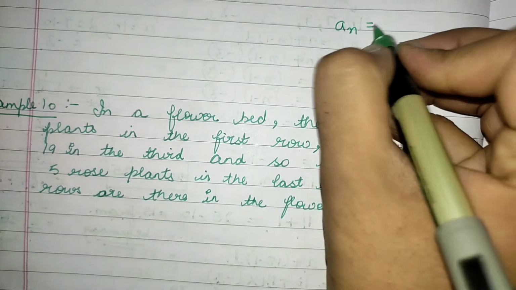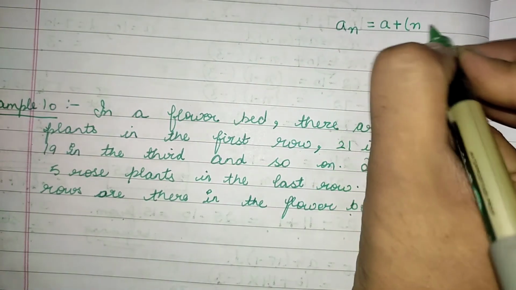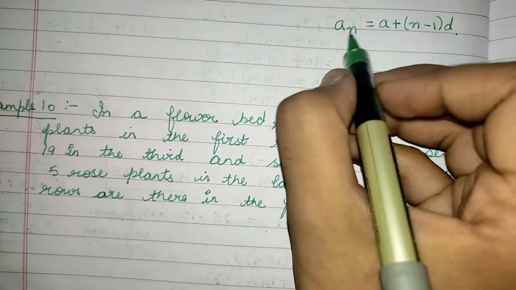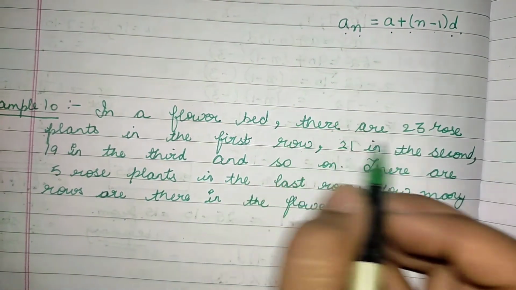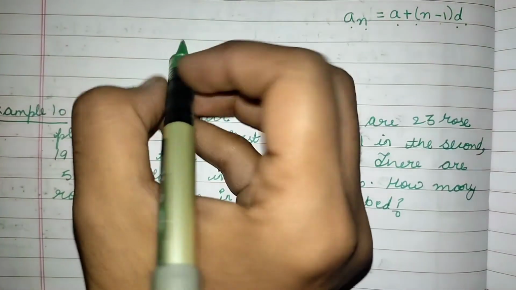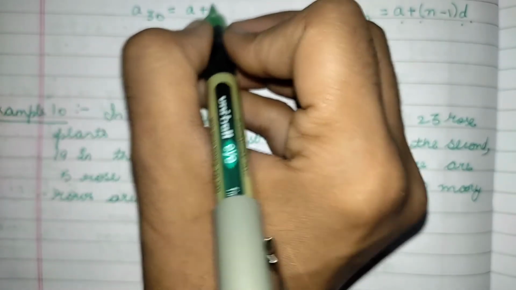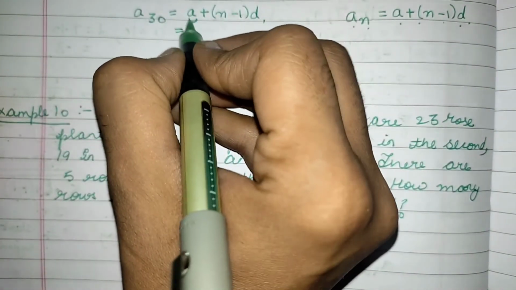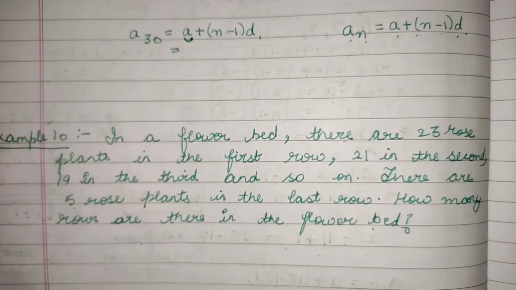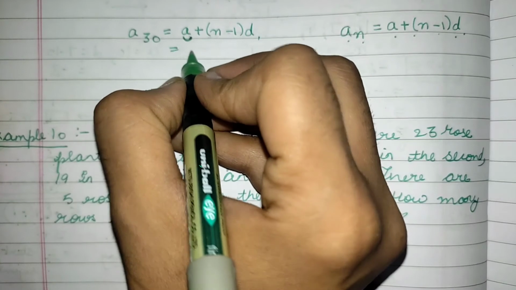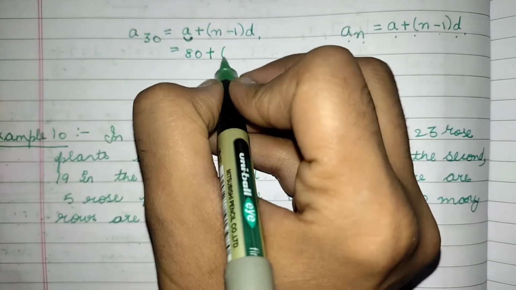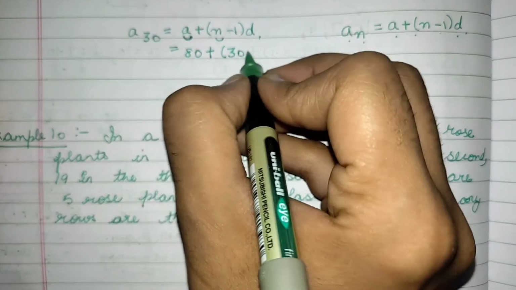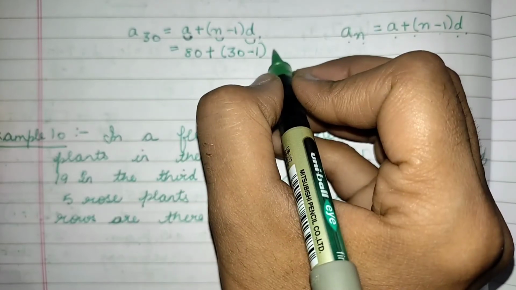So you know the formula to find out any term in the AP: an is equal to a plus n minus 1 into d. So we have to find the interest after the end of the 30 years. So what will I get? A is my interest at the end of the first year, which is 80, plus n is my 30, 30 minus 1, into d.